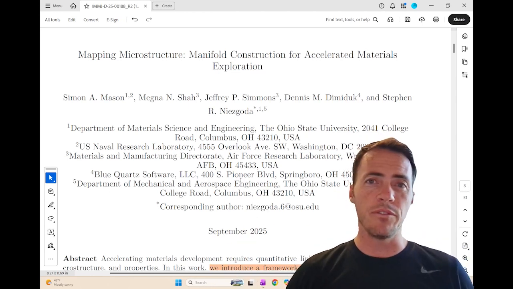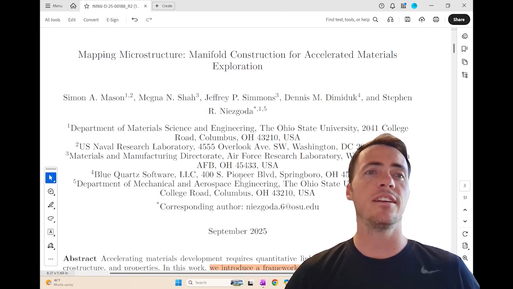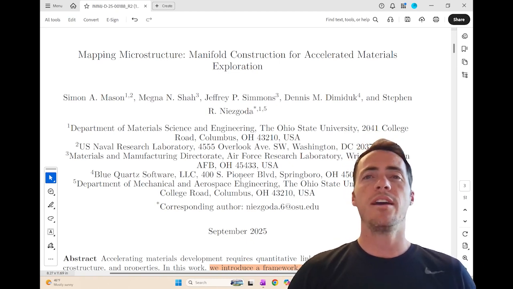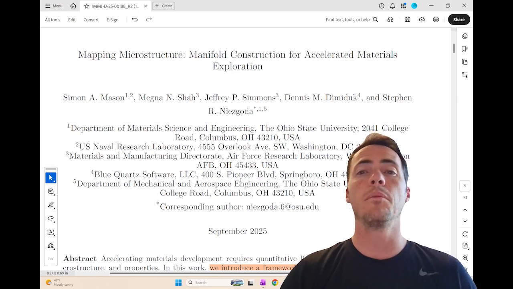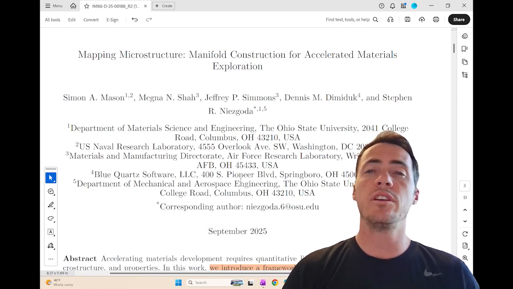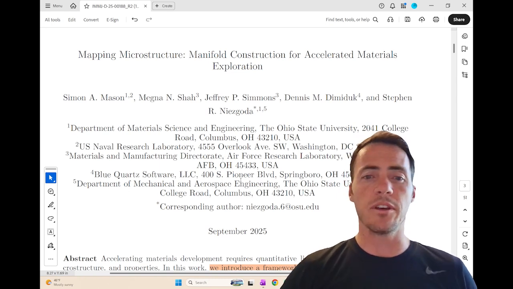I'm the editor-in-chief of Integrating Materials and Manufacturing Innovation. We have a paper to talk about today, and it is Mapping Microstructure, Manifold Construction for Accelerated Materials Exploration. This work comes to us from research at The Ohio State University, Air Force Research Lab, and Blue Quartz Software, lead author Simon Mason, corresponding author Stephen Niezgoda.